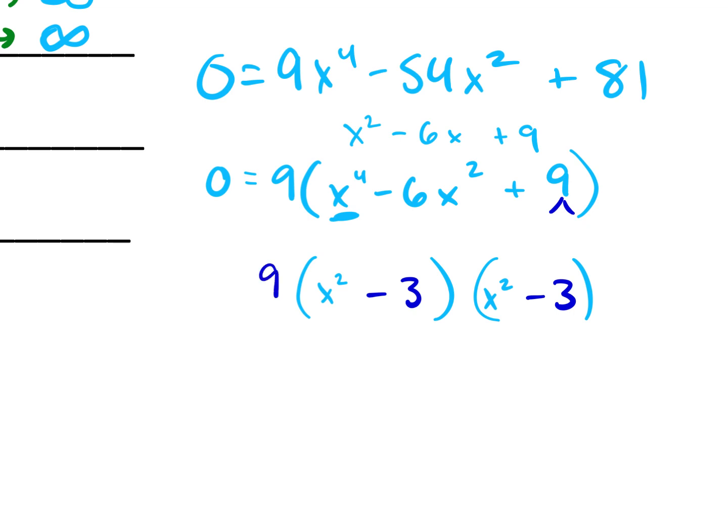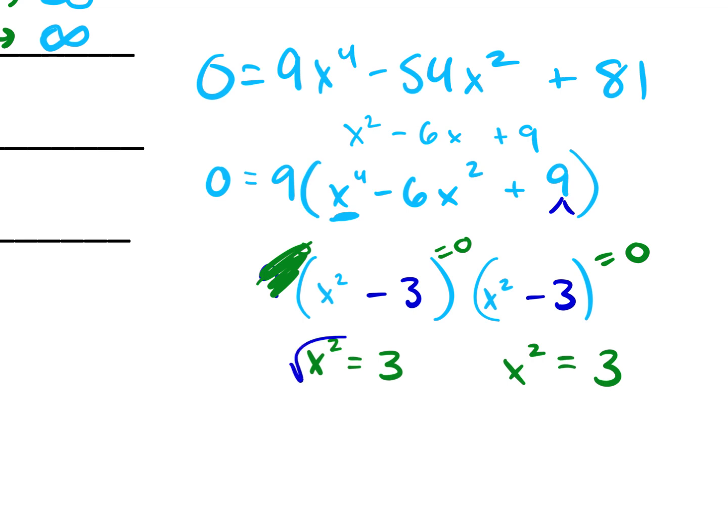So when we solve this, we set each one equal to 0. Well, does 9 equal 0? No, so that's not a solution. If it was an x, don't forget to set it equal to 0 and solve, but since it's just 9, we can get rid of it. Next, we have x squared is equal to 3, and x squared is equal to 3. What do we do next? Take the square root. So what does x equal? Plus or minus square root 3.